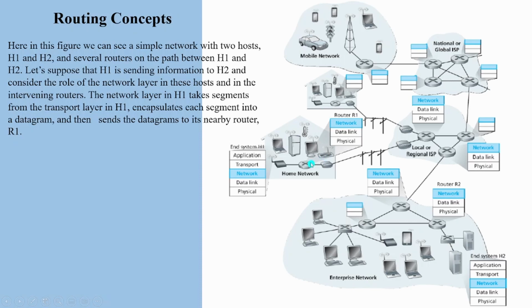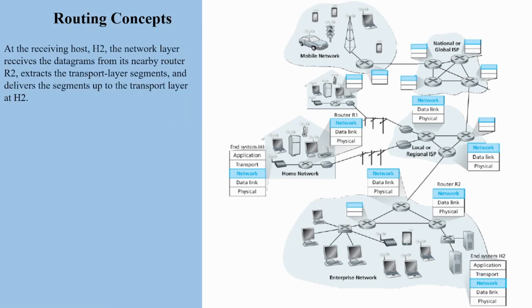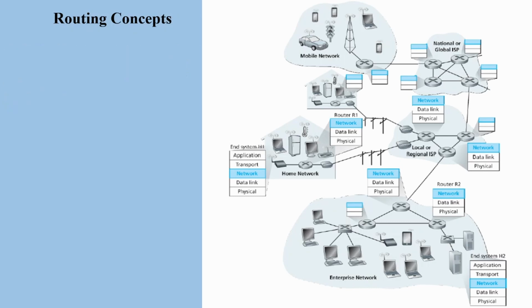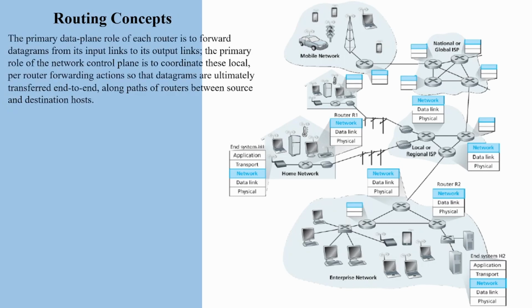As the receiving host, H2, the network layer receives the datagrams from the nearby router R2, extracts the transport layer segments, and delivers the segments up to the transport layer at H2. The primary data plane role of each router is to forward datagrams from its input links to its output links. The primary role of a network control plane is to coordinate these local per-router forwarding actions so that datagrams are ultimately transferred end to end along paths of routers between source and destination hosts, as you can see from the figure clearly.